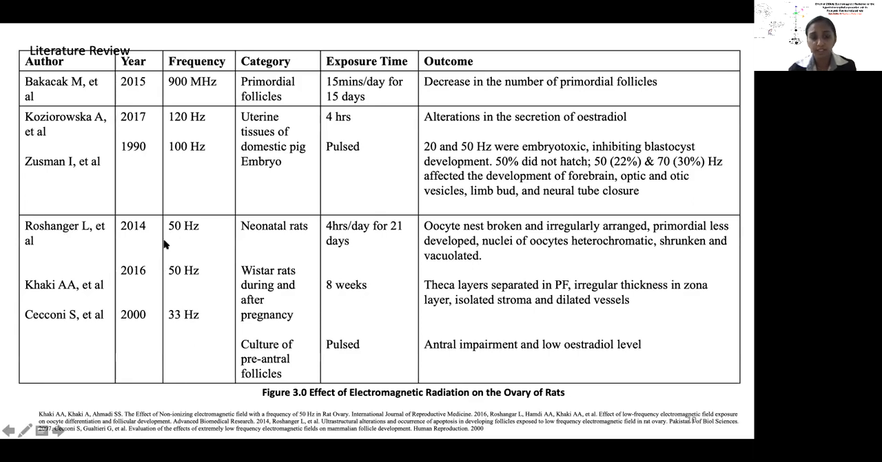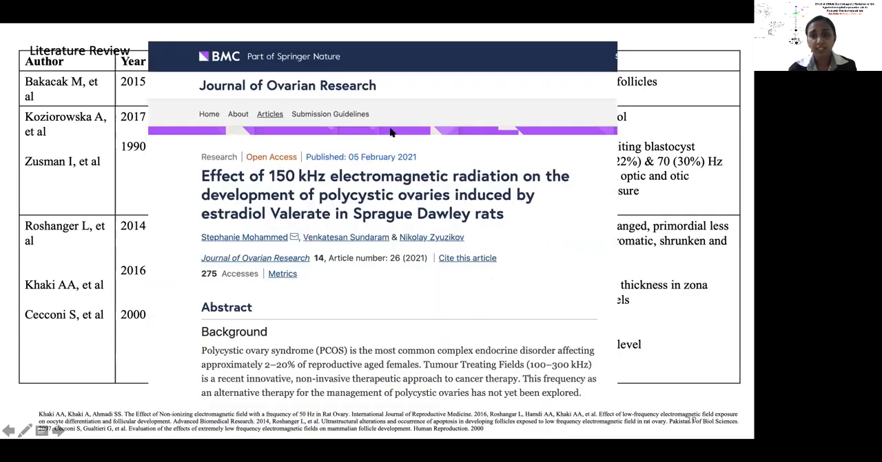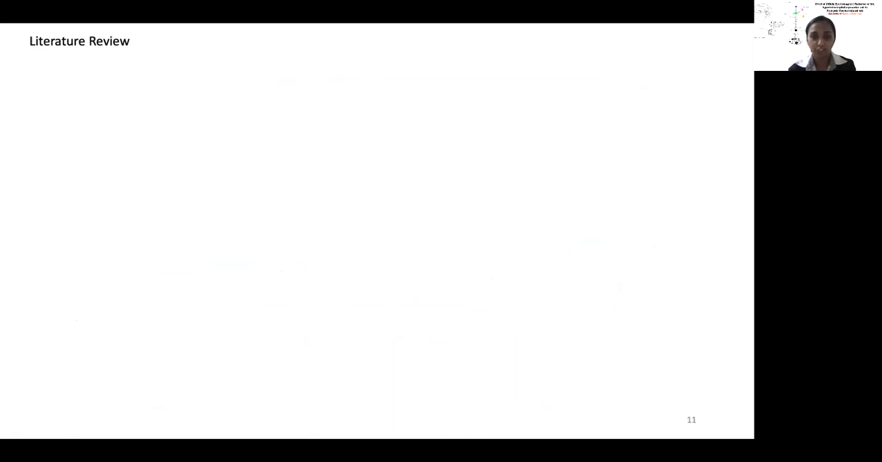When we did our literature review, we were able to see that at the extremely low frequencies, persons conducted experiments with electromagnetic radiation. At higher frequencies, they conducted experiments too. But there was a gap in the literature where no one looked at the intermediate frequency to see if there was any effect on follicular development. So this is the work that we published in BMC journal, where we were able to find that cystic formation and sizes were reduced, right? So now we have actually completed the gap in that literature.